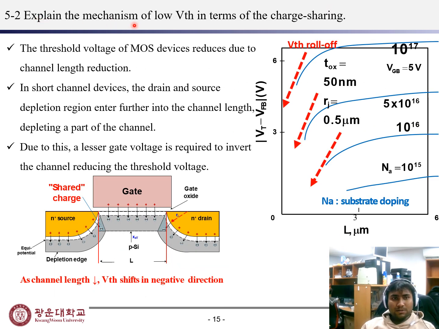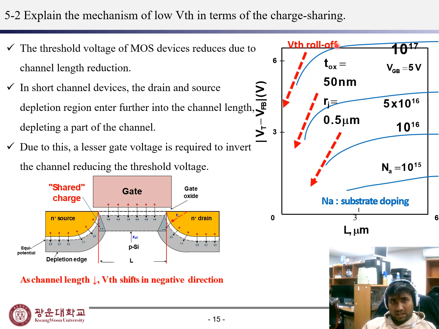Explain the mechanism of low threshold voltage in terms of charge sharing. The threshold voltage of a MOSFET device reduces due to the channel length reduction, or short channel. In a short channel device, the drain and source depletion regions enter further into the channel length, depleting a part of the channel. If the channel length is reduced, the threshold voltage goes in the negative direction.